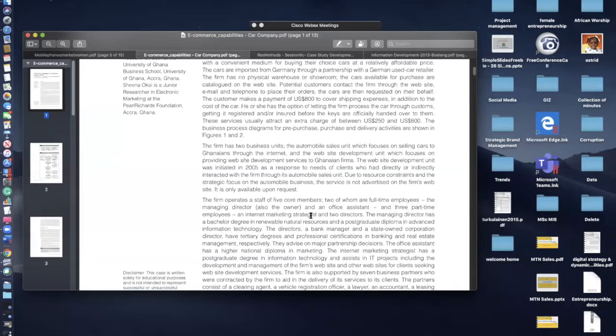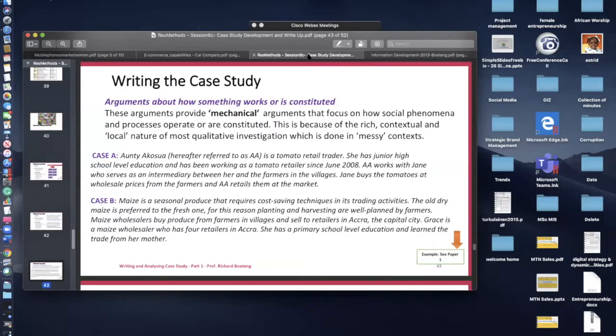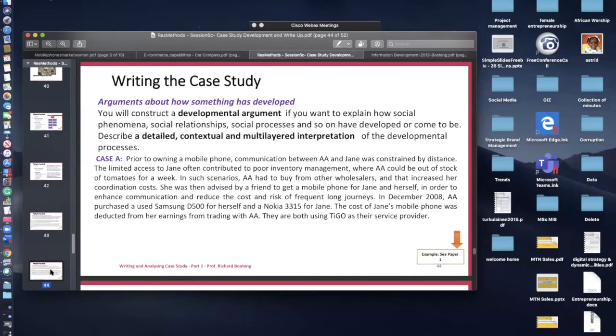Now, the next thing that happens is that we need to develop the next type of write-up. The next type of write-up is how something was developed. We call that one a developmental argument. We will construct a developmental argument if you want to explain how a social phenomenon, social relationships, and social processes have developed or come to be. Describe the detailed, contextual, multi-layered interpretation of the developmental process.